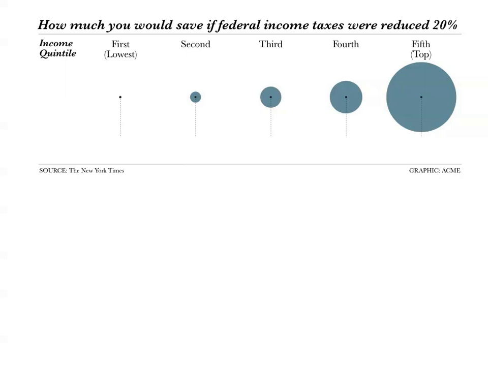If you divide the U.S. population in five groups based on income, called quintiles, the people who will benefit the most are the richest. Those are the ones in the top fifth of the economic ladder, and those are the ones that will save the most. Well, now focus on bubble sizes.